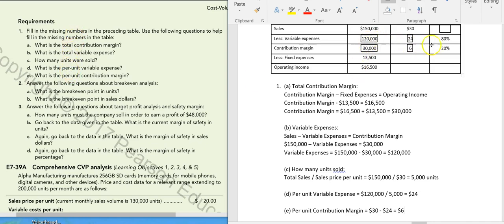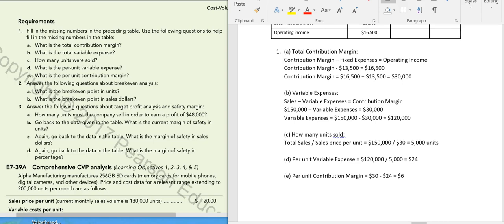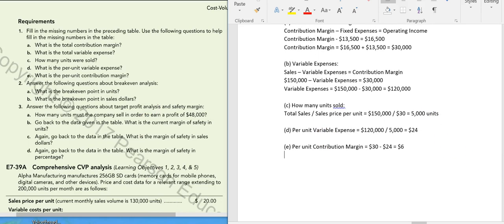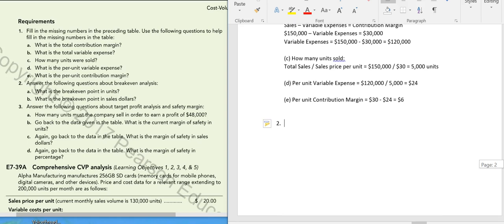We filled in all this missing information. We answered all these questions. Now we have to calculate the break-even point, in units and in dollars. So we actually did one problem like this earlier from chapter 7, where the requirement asks to calculate the break-even point, and we know the formula. So let's review the formula.